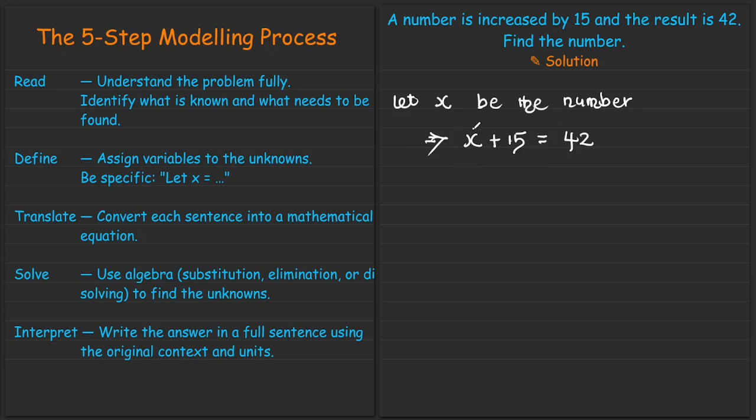Now that we've been able to define and translate, we can now solve. So x plus 15 equals 42. It simply means that x is equal to 42 minus 15. So 42 minus 15 gives us 27. So x gives us 27. And that is all. So we conclude by saying, therefore, the number is 27. That is our solution. You see how modeling is very, very easy. Let's solve a few more examples.